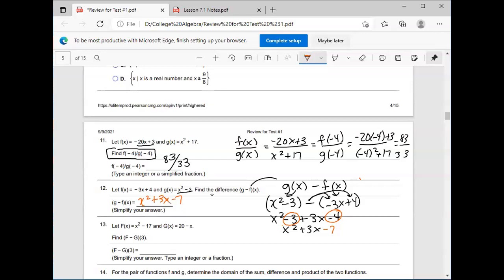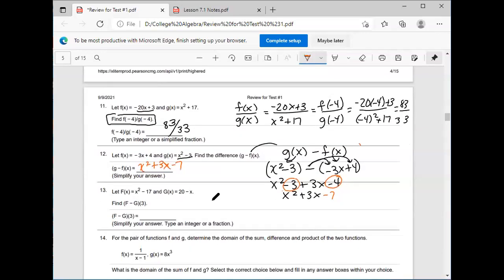Okay, and we just talked about how you don't have to write it in this order, but most people do write it in terms of the exponents, highest exponent first, then the next x to the first, and then the whole number at the end. Okay.